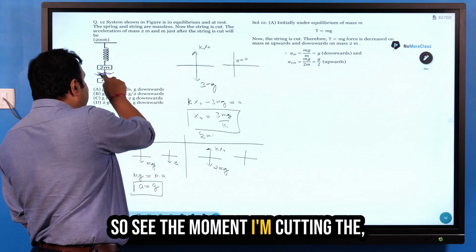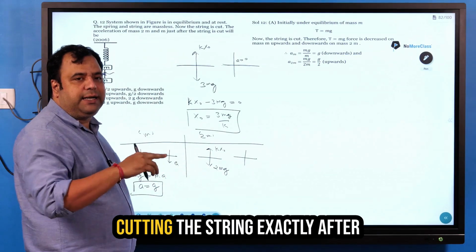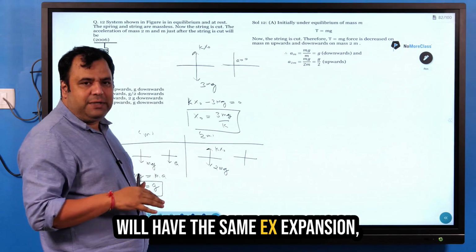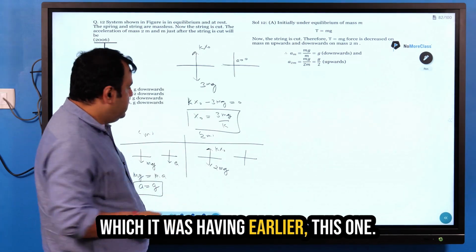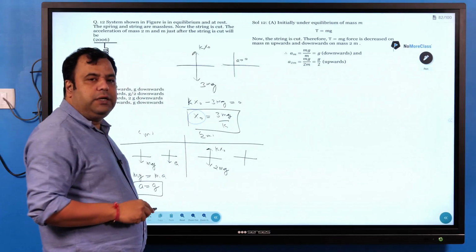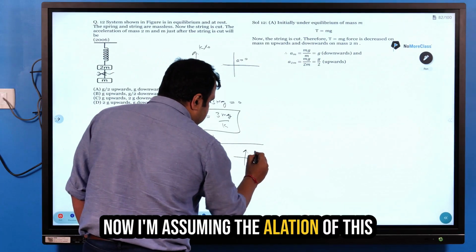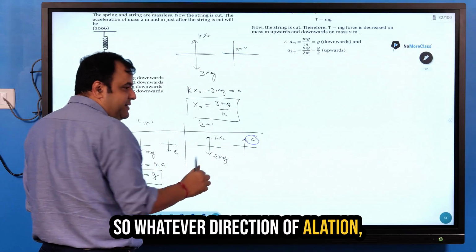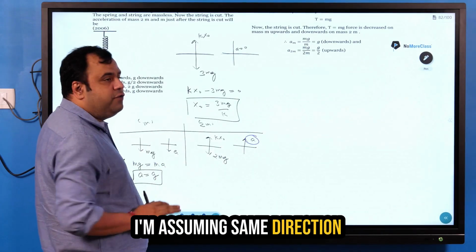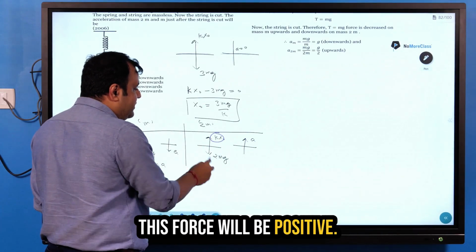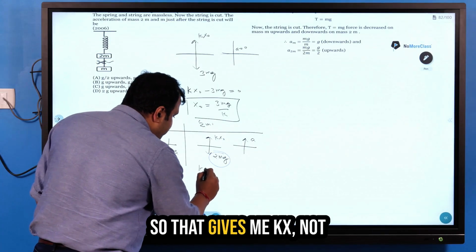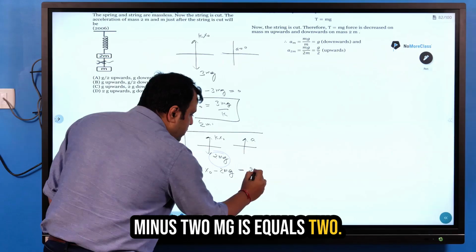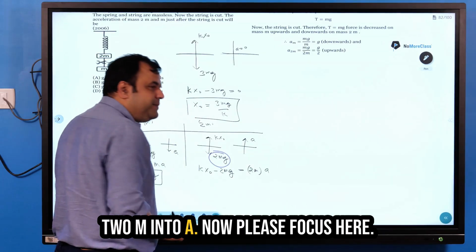See, all these calculations I'm doing exactly after cutting the string. So the spring will have the same elongation which it was having earlier. Now, I'm assuming the acceleration of this mass a in upward direction. So whatever direction of acceleration I'm assuming, in the same direction force will be positive, meaning this force will be positive and this I'll take negative. So that gives me Kx naught minus 2mg equals 2m into a.